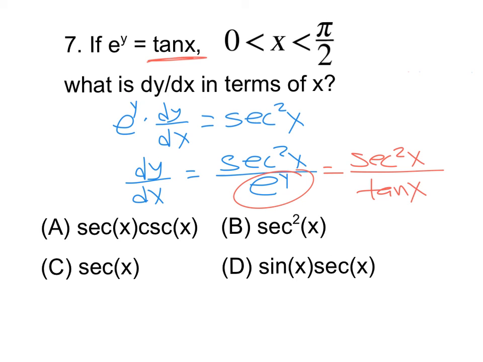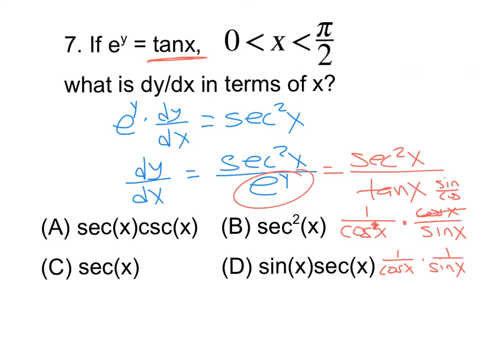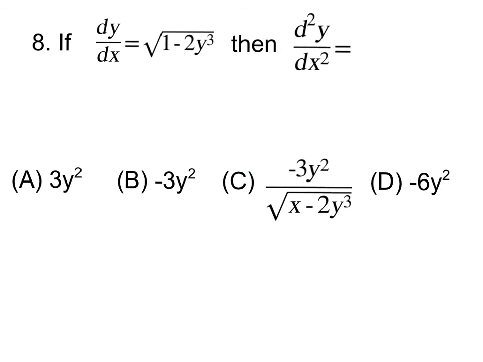All right, so let's see. Secant squared is 1 over cosine squared. And then tan is sine over cosine. So I'm going to flip it: cosine x over sine x. So this cancels with this. So I have 1 over cosine times 1 over sine. Cosine is secant, sine is cosecant. So it's a. Yeah, you really need to know your reciprocals.